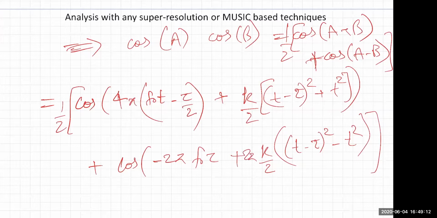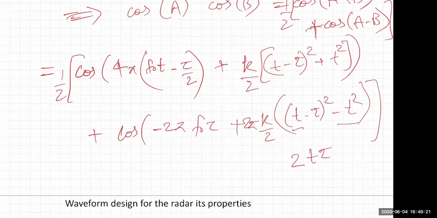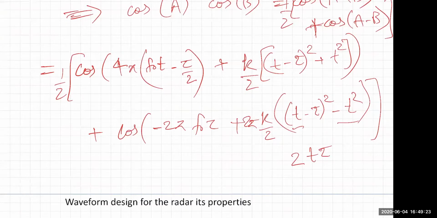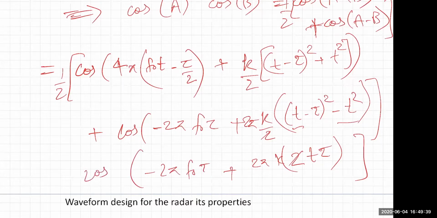Again, you can have this 2 pi. So t square will be cancelled. This will leave you with 2t tau, and we can drop the tau square term again. That 2t tau will cancel with this 2, and essentially you will have 2 pi k t tau plus minus 2 pi f naught tau. Sorry, my bad. There are two terms, right?